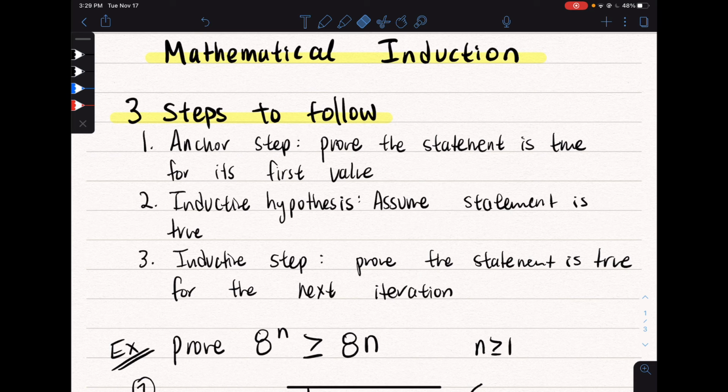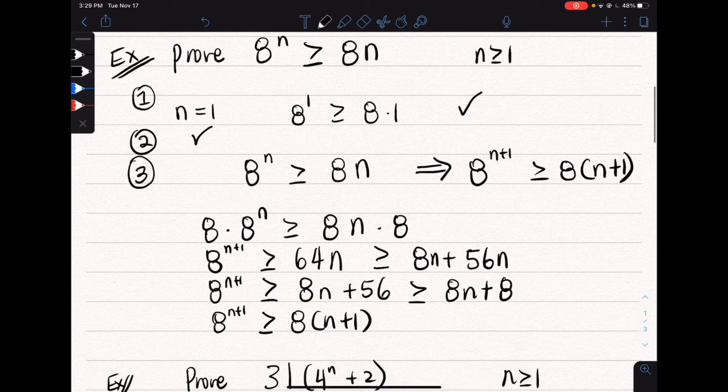I'm going to be referring to these steps throughout the video today. We'll do a couple of pretty straightforward examples that I've pre-written, and then we'll go through a longer example together. First, let's prove that 8 to the power of n is greater than or equal to 8 times n for any n greater than or equal to 1.